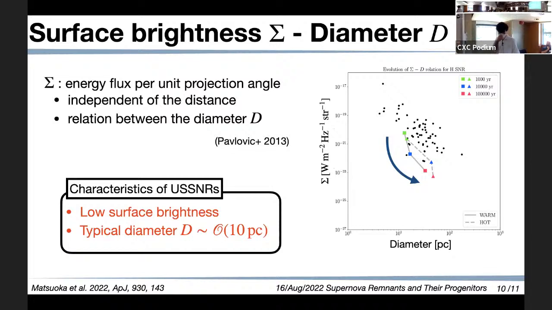And finally, we show the evolution of surface brightness of this object. The right figure shows the sigma-D diagram, the surface brightness as a function of the diameter of the USSNR, comparing with the galactic SNRs. And we can see that the surface brightness is fainter than the galactic SNRs, while the diameter of the USSNR is the order of 10% or so. Therefore, we suggest that these 2 points can also be characteristics of the USSNR.